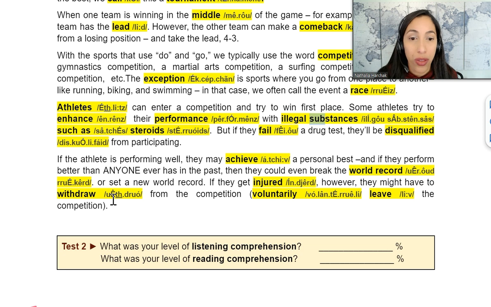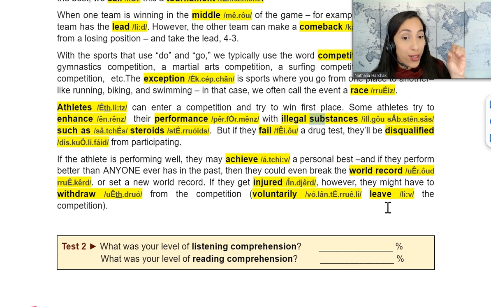Injured. Withdraw. Voluntarily. And leave. So this one is also a little tricky. Some people say live, and there's a huge difference between live and leave. Live is spelled like this, L-I-V-E. Live means to reside in a place. For example, I live in the United States. Where do you live? This is leave. I need to leave soon. I need to go. I need to leave.